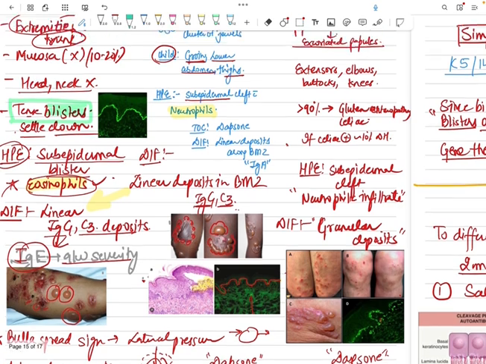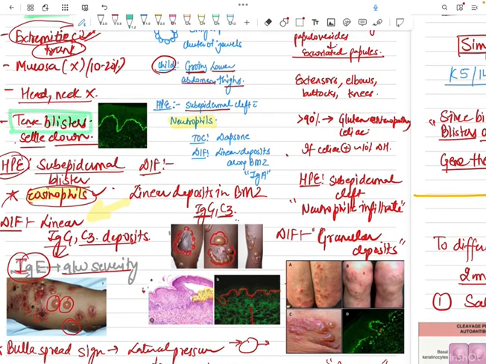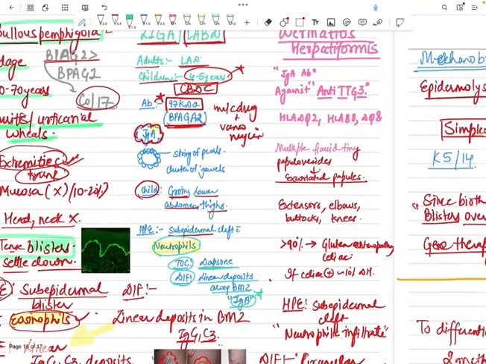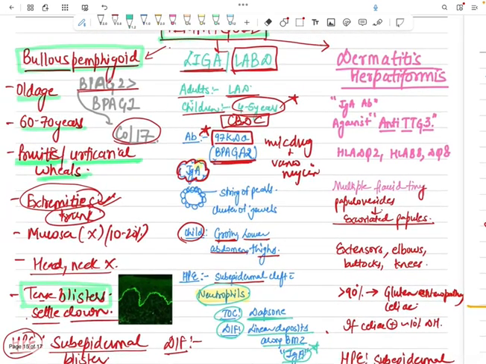Okay. IgA antibodies are there, and whenever you see neutrophils, the treatment of choice is Dapsone. Dapsone acts on neutrophil chemotaxis, and DIF reveals linear deposits of IgA, not IgG. Therefore, it is known as LABD, CBDC, linear IgA disease, LIGA, right?